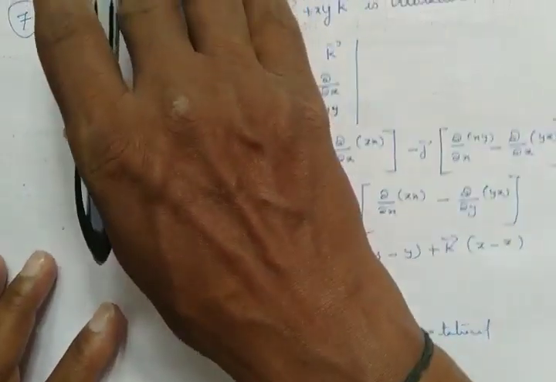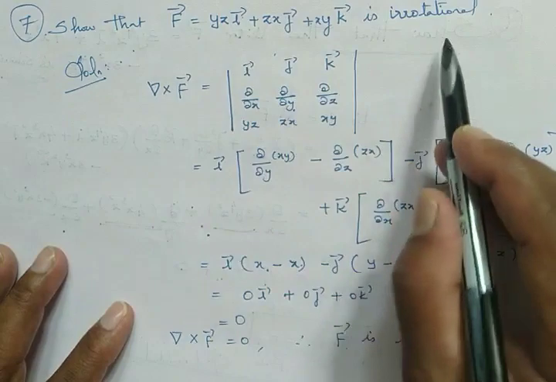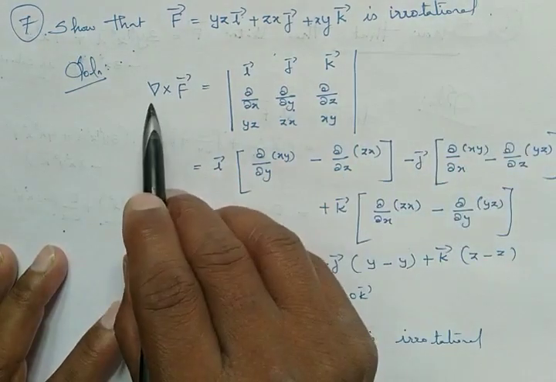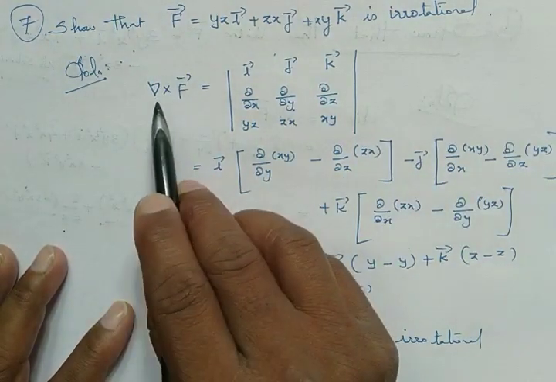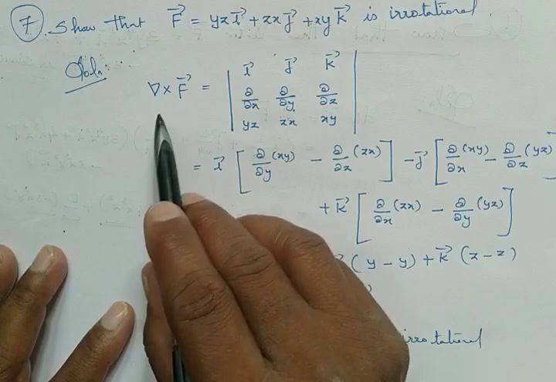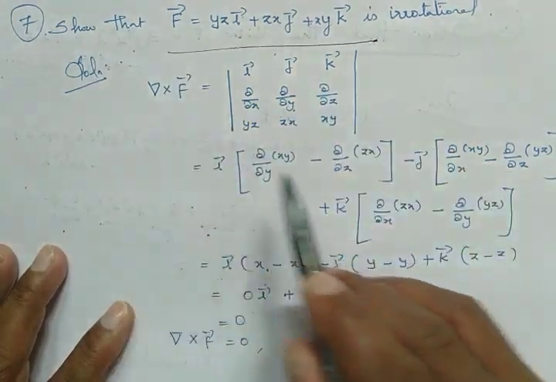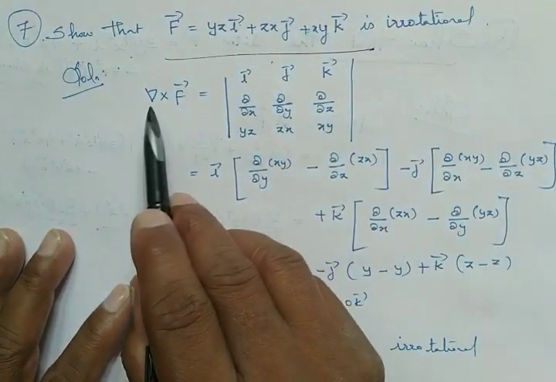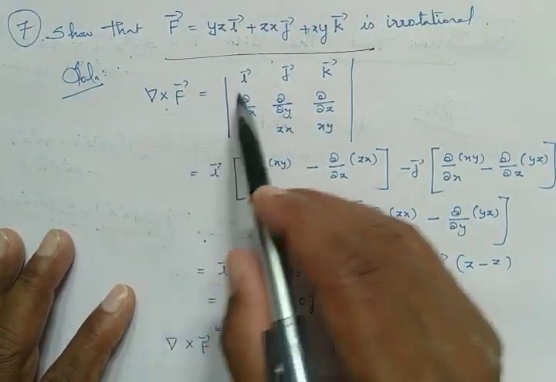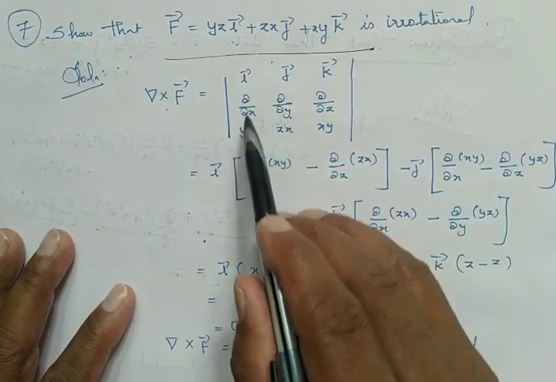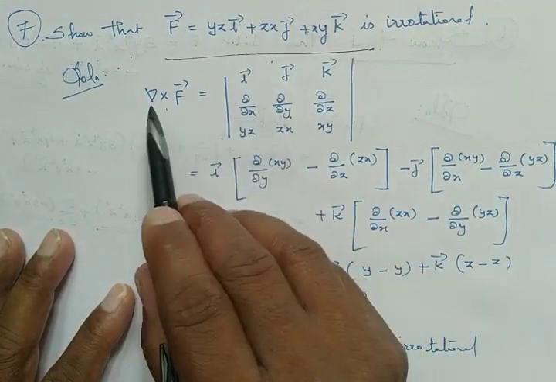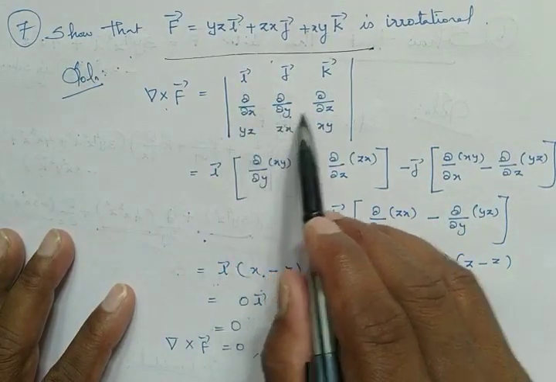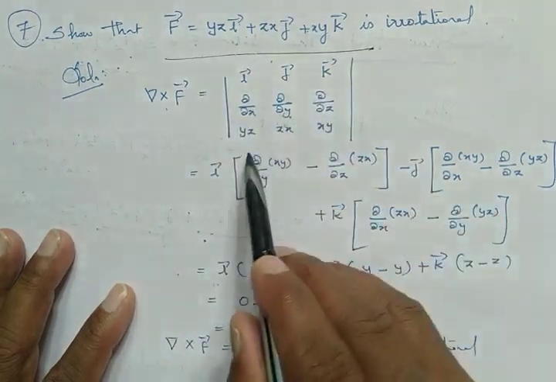Similarly, if you are going to prove that the given vector is irrotational, you are going to find del cross f. If the value of del cross f comes equal to 0, you can say that the given vector is irrotational. To prove that, apply the definition of del cross f. Del cross f means you are going to find the determinant form. You substitute i, j, k, dou by dou x, dou by dou y, dou by dou z, and the f vector they gave.